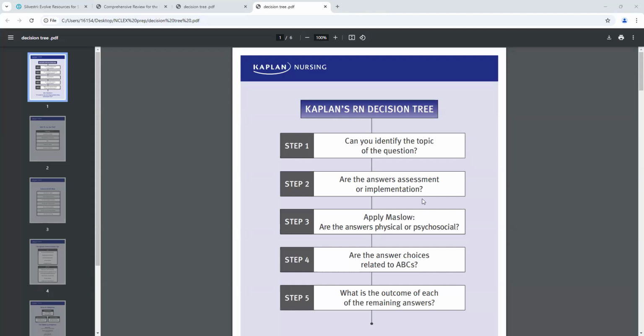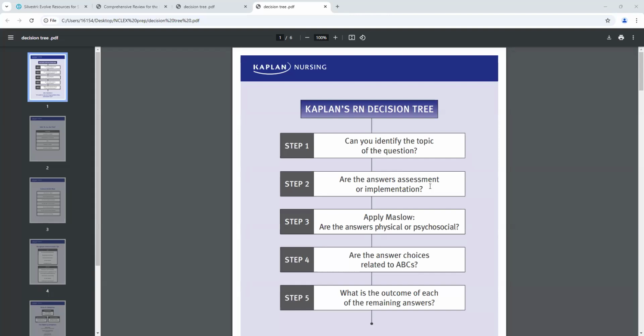So the first thing that we're looking at in the Kaplan decision tree is step one. Can you identify the topic of the question? So you're reading your question and you're like, okay, what's my topic? Now, I also tell students to identify the stem. The stem is also going to point you towards what the question is actually asking. In a few minutes, I'll show you how to do that.